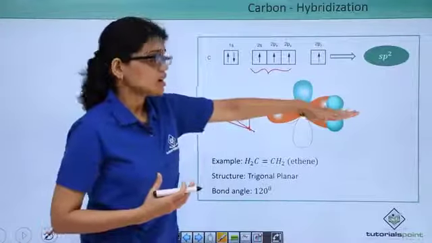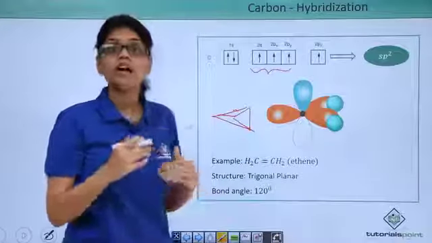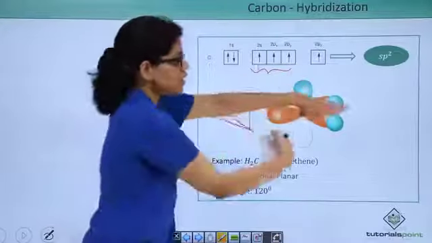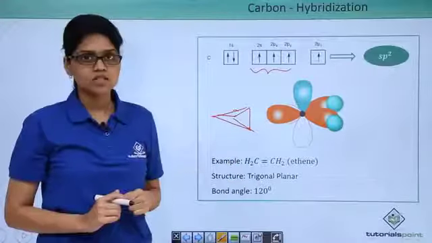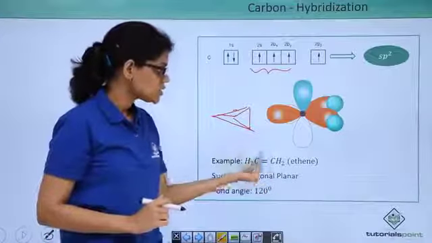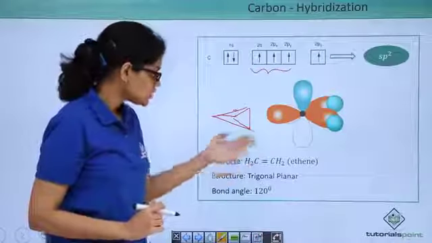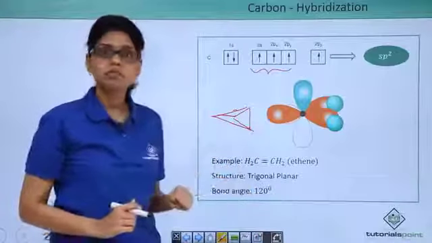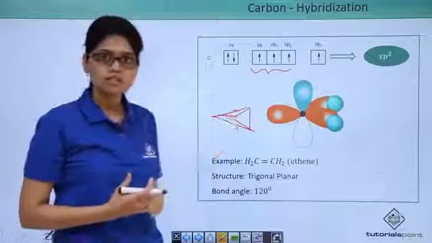Planar is essentially lying on the plane, and here we have the 2pz orbital, the unhybridized orbital, which is above and below the plane. A typical example of sp2 hybridization is ethene, CH2 double bond CH2, in which each of the carbons is sp2 hybridized. An important thing to remember here is the bond angle in a typical trigonal planar structure.